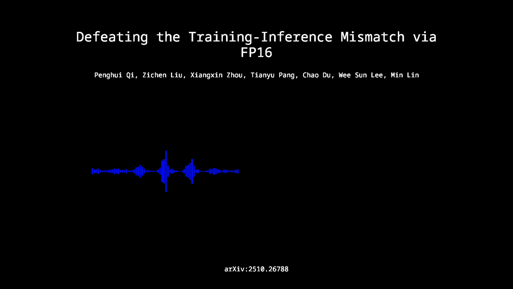FP16 maintained the mismatch at this remarkably low, consistent level. The slope was near zero, negative 0.07. The overall policy divergence was about 24 times smaller than the BF16 baseline. That proves it right there. It's a numerical fidelity problem, not an algorithmic design problem.